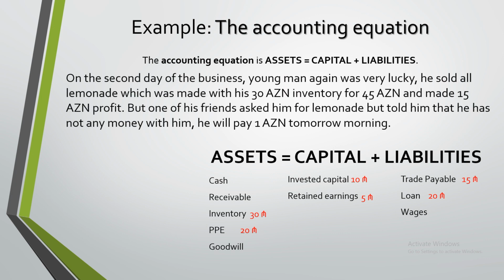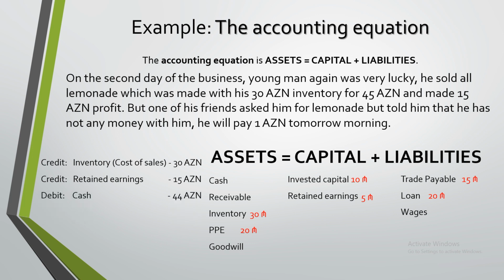On the second day of the business, the young man was again very lucky. He sold all the lemonade which was made with his 30 ASEAN inventory for 45 ASEAN and made a 15 ASEAN profit. But one of his friends asked him for lemonade and told him that he did not have any money with him. He will pay 1 ASEAN tomorrow morning. The transactions will be: credit inventory 30 ASEAN, credit retained earnings 15 ASEAN, debit cash 44 ASEAN, and debit receivable 1 ASEAN. After the change in the accounting equation, it will be 65 equals 65.